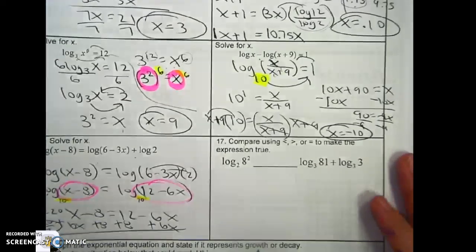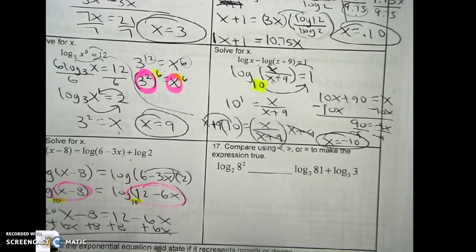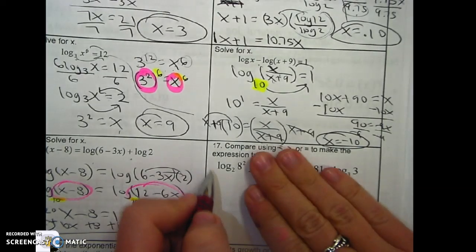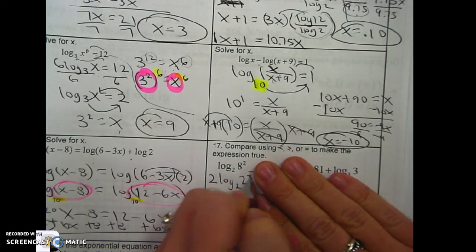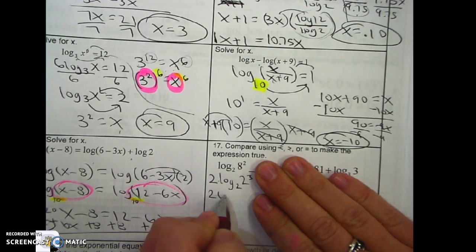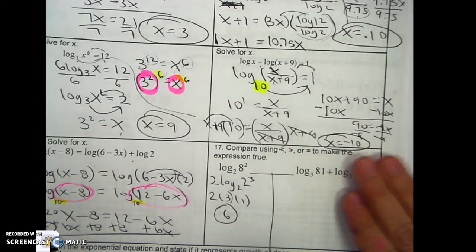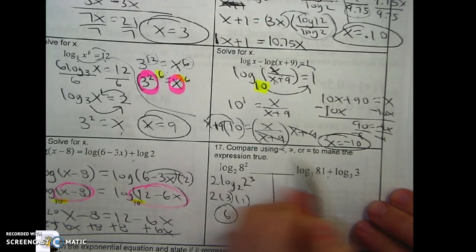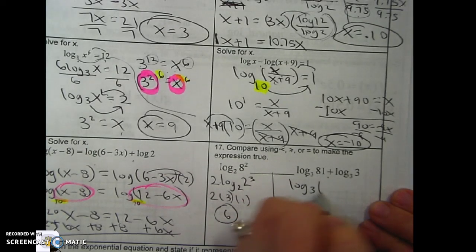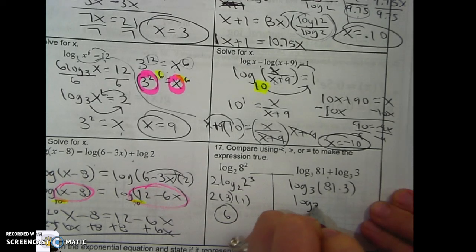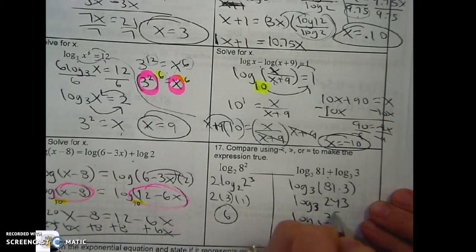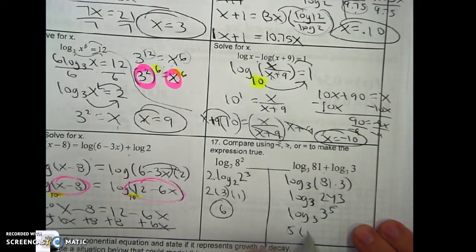All right, next problem. I have to either use this, this, or this to make them equal, so I'm going to have to compare them. So I'm going to go to this side, little gets big. This is 2, that's 2 cubed. That little gets big, times 1 is 6. So this side is 6. I know that when I'm adding, it really means multiply. Log 3, I think it's 3 to the 5th. 5 times 1 is 5.